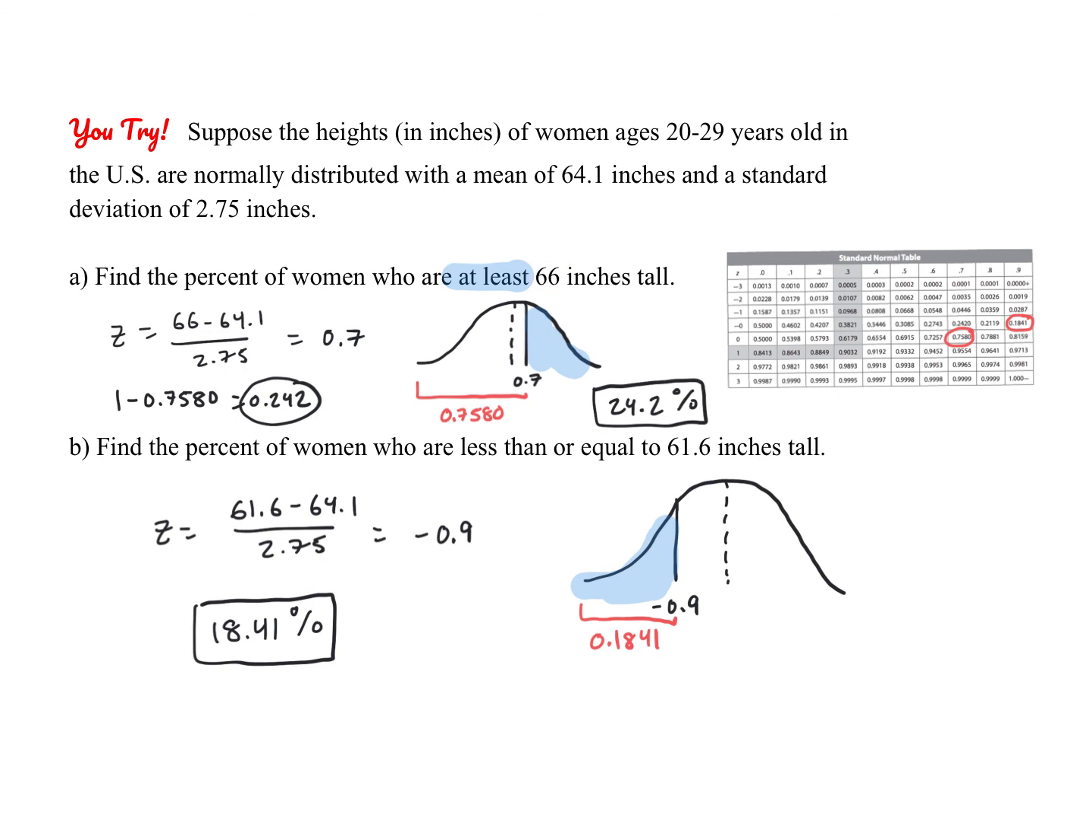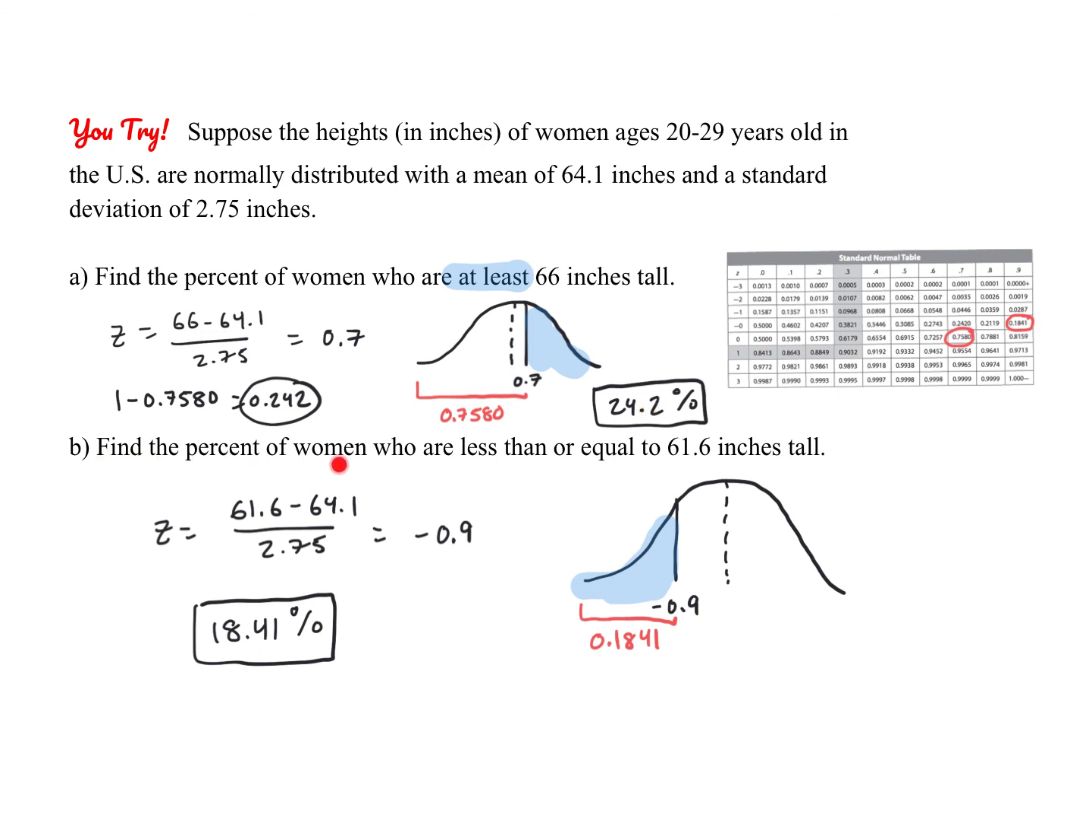So for part A, the z-score for this value is 0.7, so that gives you this value here. That's the area under the curve up until 0.7. However, this says find the percent of women who are at least 66 inches tall. So we want the stuff above that. If you know the area under the curve up until this point, you can subtract that from 1, because it should all add up to 1, and then that will give you the area under the curve after that value. So you get about 0.242, so 24.2%.